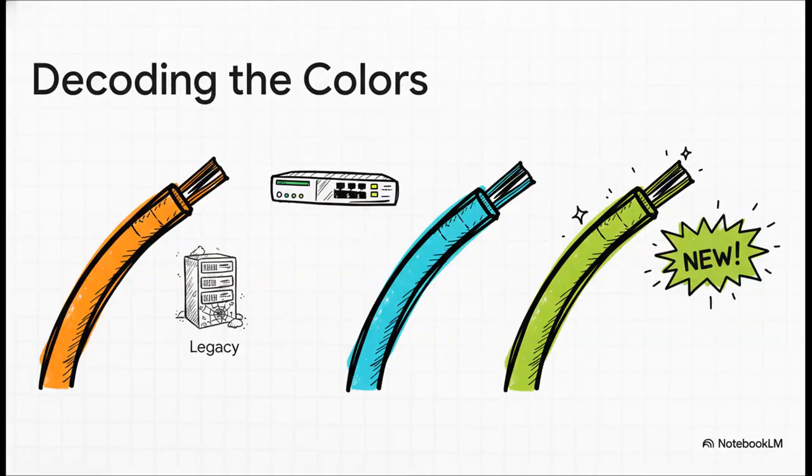And here's a fantastic practical tip for anyone working out in the field. The industry uses a color code to help prevent costly mistakes. So if you see an orange jacket, you know you're dealing with old legacy fiber. But that vibrant aqua color, that tells you it's the modern era of OM3 or OM4. And if you happen to spot a lime green jacket, you've found the newest member of the family, OM5.